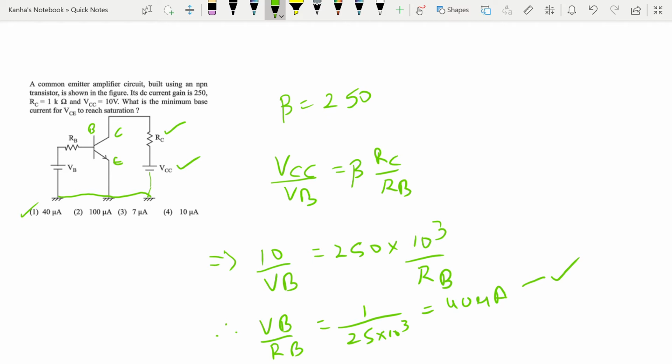Again, what you can do easily in these questions is you can apply a loop rule in this direction, where VB, RB and VBE will come into place. Similarly, you can apply a loop rule here where VCE, RC and VCC will come into place. With only these two equations, you can find everything out.